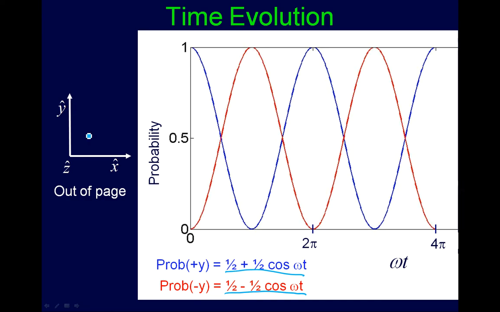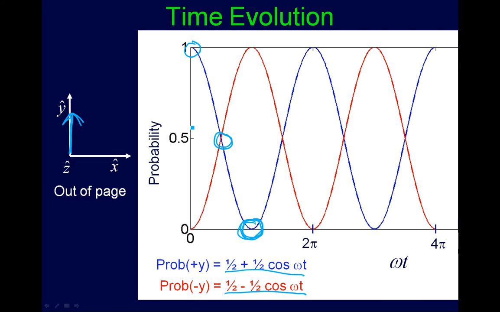Here's the y direction, here's the x, and the z is coming out of the page right at us. Our spin vector starts out aligned in the positive y direction. That's our initial case, right? And if you look at the blue line, that's positive y. It starts at 1, and then as time evolves, comes down to 1/2. Now, when it's 1/2, one way to interpret that is that it's aligned with either the x or the negative x direction. And then it comes down to 0, and that would be that the vector is actually in the opposite direction.